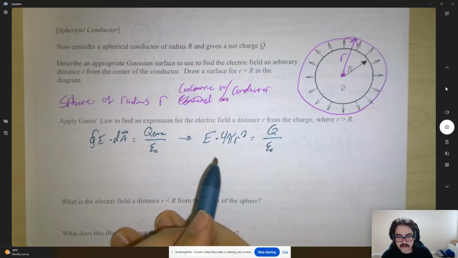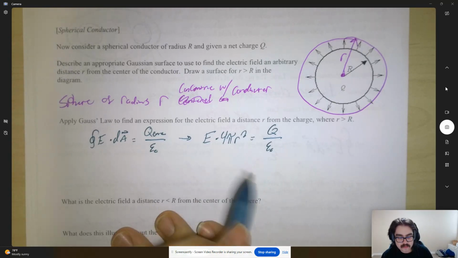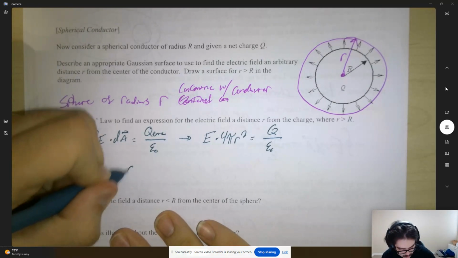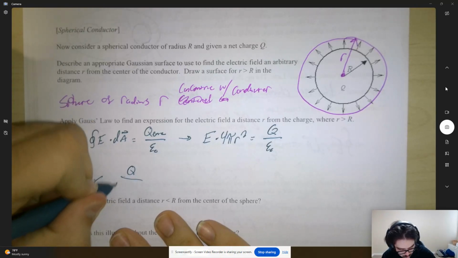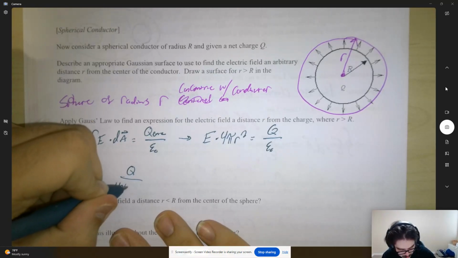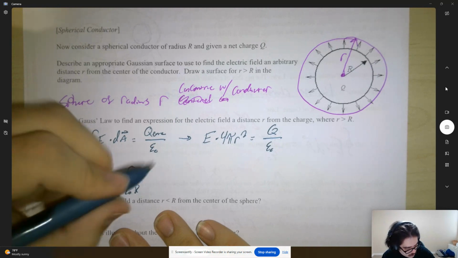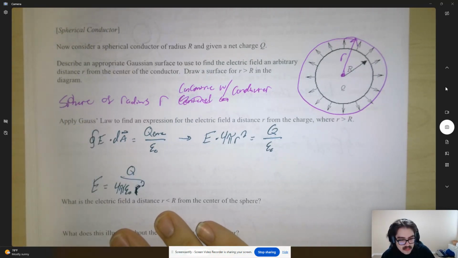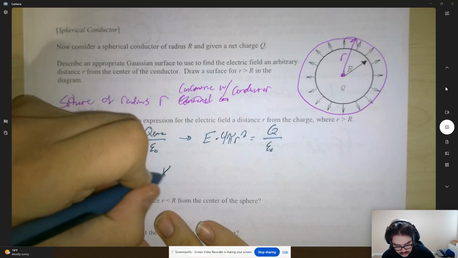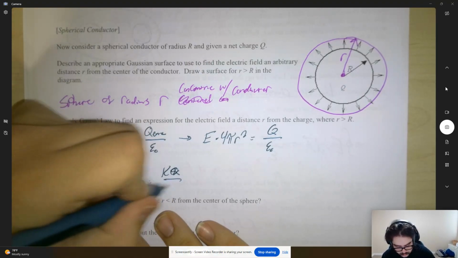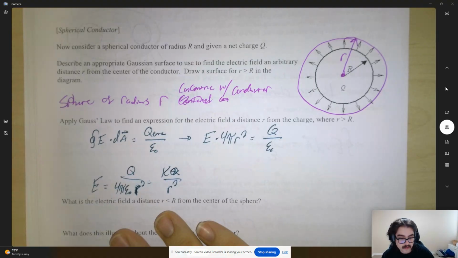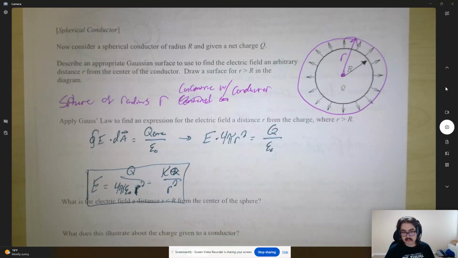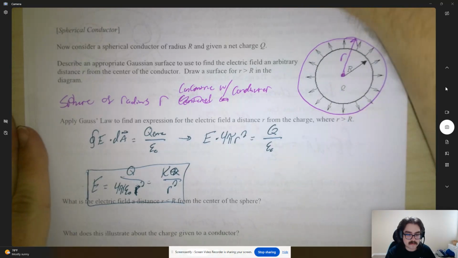And once you solve it out, it ends up being the exact same thing. E equals Q over 4 pi epsilon naught times little r squared. And that is the same thing as kQ over r squared. So it ends up being the exact same thing. I don't have to do the whole thing again because it's identical to the previous example that we did.